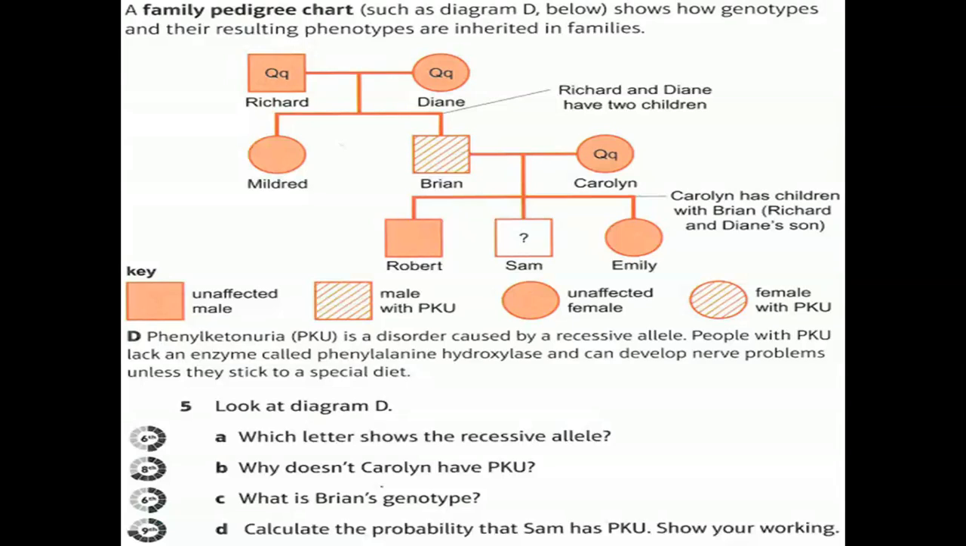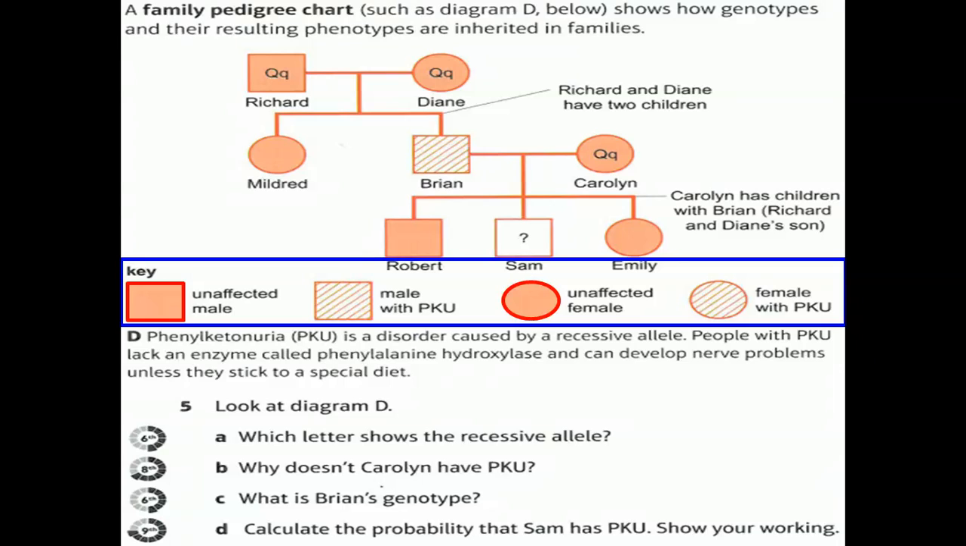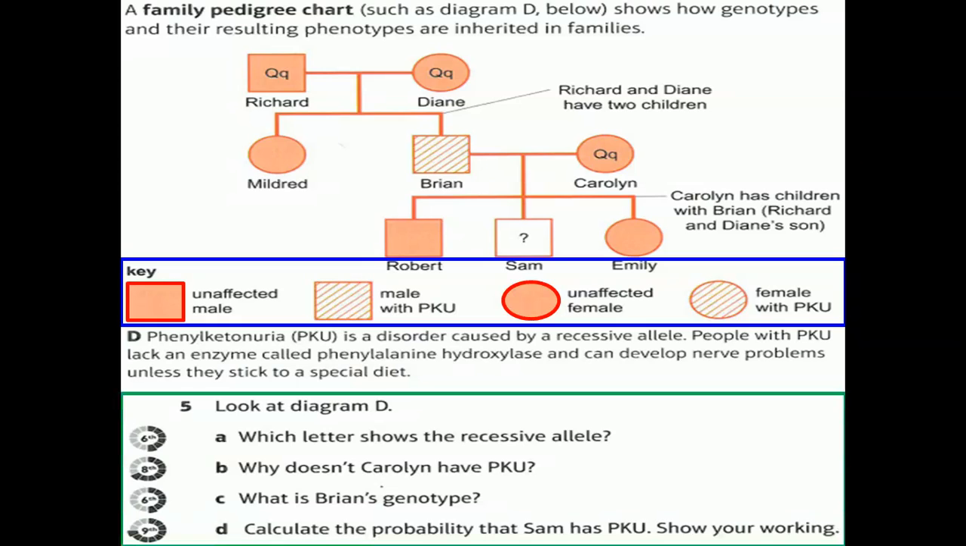Now, other than Punnett squares, you also need to know how to interpret family pedigree charts, and this involves the use of squares for male and circles for female. Always use the key to understand what or how the disease is represented. And looking at these questions, which letter shows the recessive allele, which we know is written in lowercase, so here it will be Q.